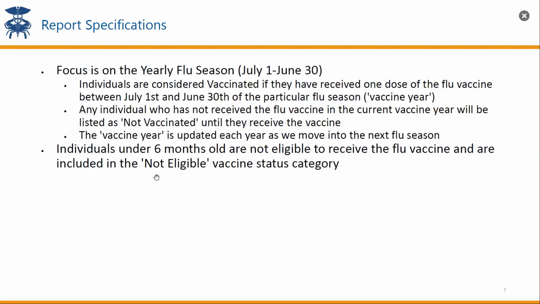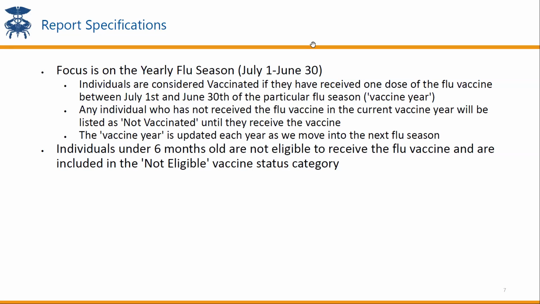Focusing a little bit now on the flu vaccine, we just want to make sure you understand specific specifications, or how we defined some of the variables within the report. Firstly, the timeline on what we consider someone to be fully vaccinated focuses on the yearly flu season, so from July 1 to June 30th.